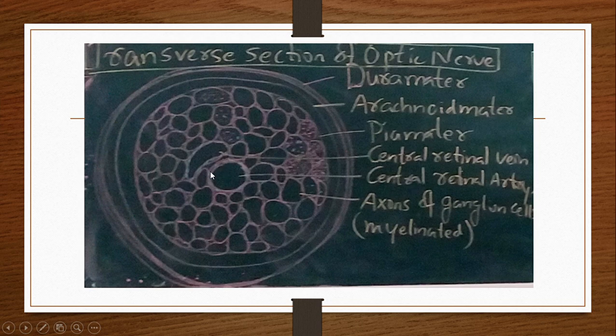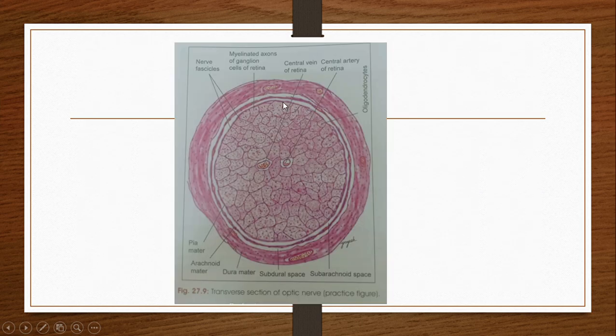A central artery and a central vein can be seen through the central portion of the transverse section of optic nerve. And the myelinated axons of ganglion cells can be seen in the compartment. So this we have to draw completely with dots. It has to be filled with dots. So after drawing, it can be seen like this.